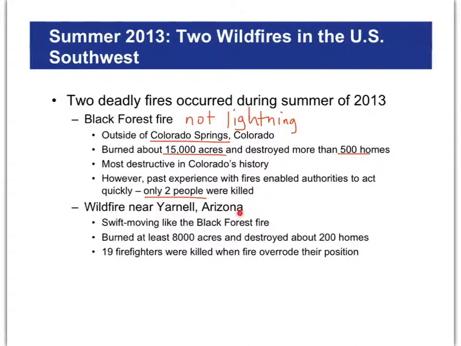Yarnell, Arizona. Now, this is kind of middle southwest Arizona, and it moved very, very fast, like the Black Forest fire. You had an area that had not received rain for a long period of time, and the ground and the brush and the shrubbery was just ripe to go up in flames. About 8,000 acres were burned and 200 homes were destroyed. But the real big news story here was that 19 firefighters were killed when this fire was just moving so fast, it overran their position.